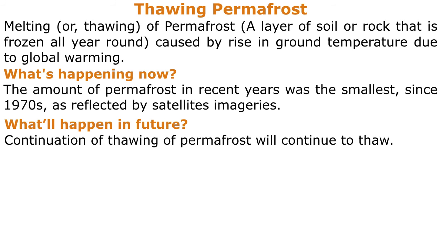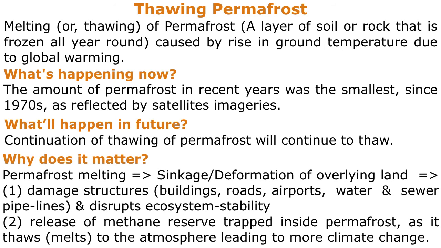Since it's going to continue further and further in the future. So when permafrost melts, the land above it sinks and changes shape. Sinking ice can damage buildings naturally because the foundation is disturbed, so stability is disturbed. So building structures will get damaged. Infrastructure such as roads, airports, water and sewer pipes also gets affected by that.